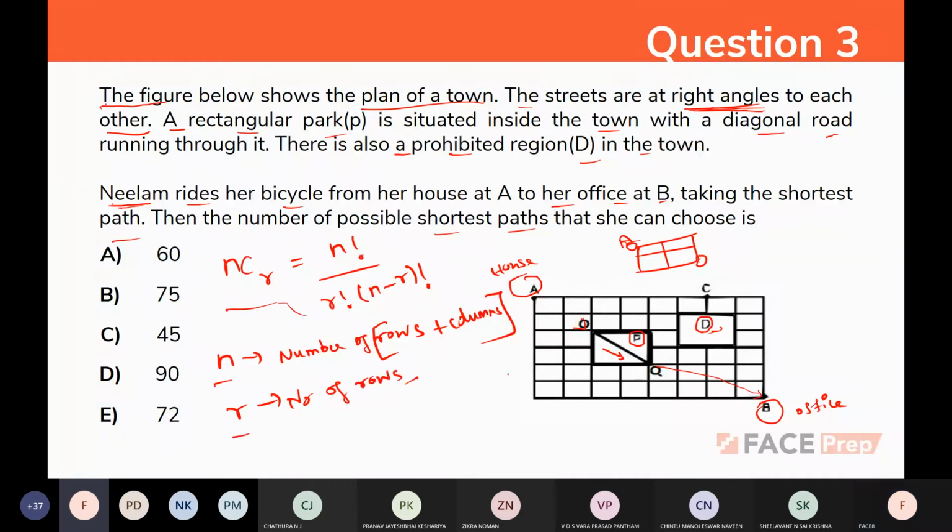So let me write it here. Now we need to reach from here to here. What is the number of rows and the number of columns in this case? Someone tell me the number of rows and number of columns.